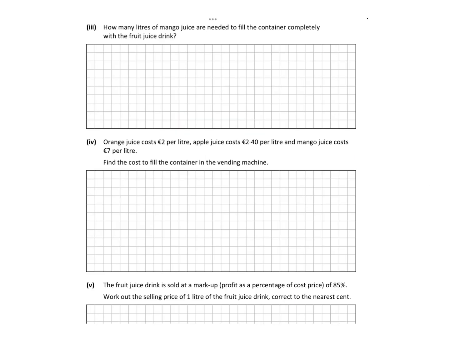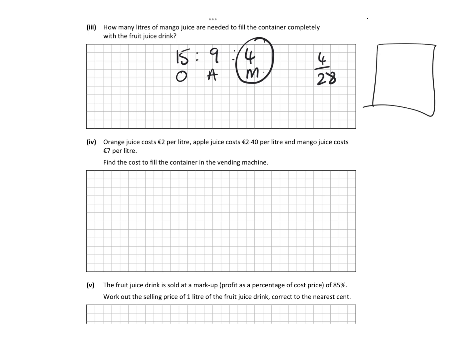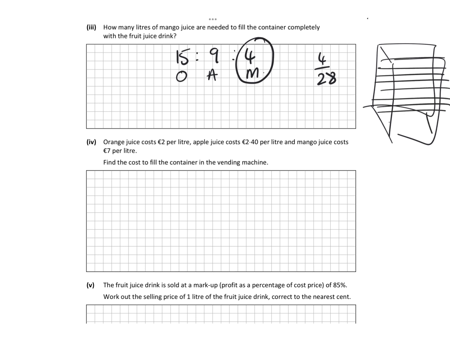How many litres of mango juice are needed to fill the container completely? So mango juice, we were given that information at the start. Let's do it again. 15 is to 9 is to 4. So this is my orange juice, this is my apple juice, and this is my mango juice. So in a ratio of 4, so 4 out of 28, if I was to break my cuboid into fractions, and into 28 slices, 4 of them are going to be made up of mango juice. So it's going to be 4 out of 28 of 12.6.